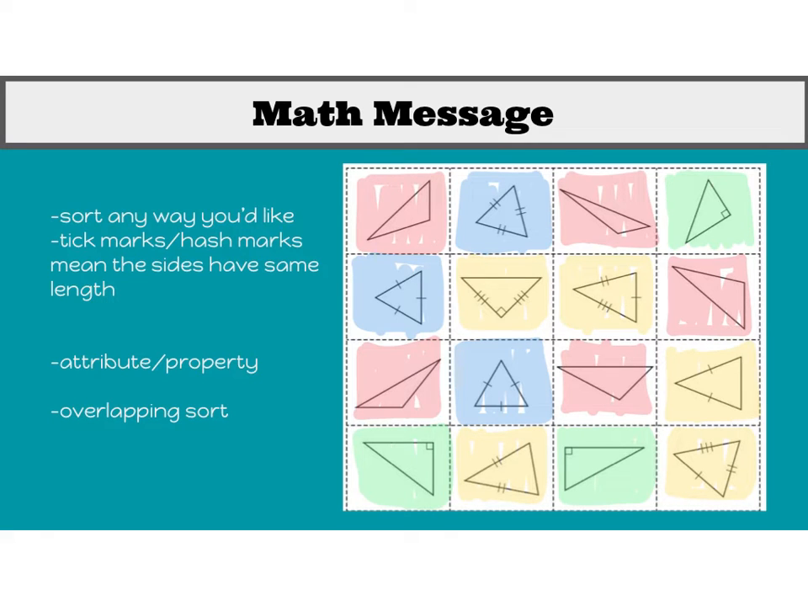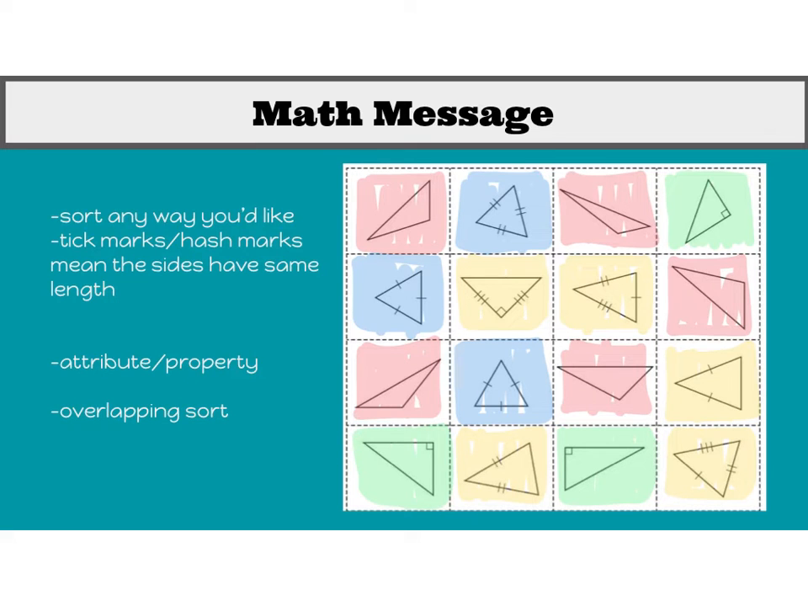The green was the right angles. The yellow, notice that we have 2 sides that are congruent or equal to one another. So I've got 2 sides, 2 sides, 2 sides, 2 sides, 2 sides that are equal to one another. The blue, I have all 3 sides that are congruent or equal to one another. And then the red, we don't have any special markings on those triangles, so I grouped all of those together.